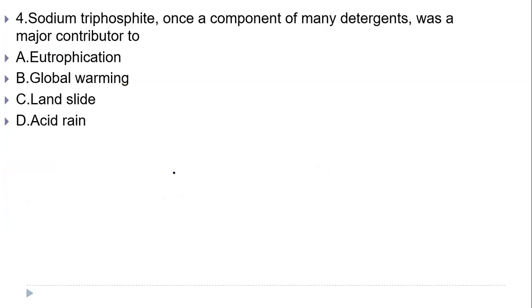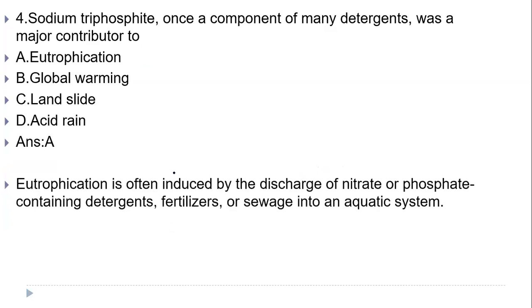Now to the fourth question. Sodium triphosphate, once a component of many detergents, was a major contributor to eutrophication, global warming, landslide, and acid rain. This is a very straightforward question, and the answer is eutrophication. So what is eutrophication? It is the aging of water bodies like ponds. It is due to the over-presence of a lot of minerals in the water body. Due to that, the aging of the water body takes place, and that process is known as eutrophication.